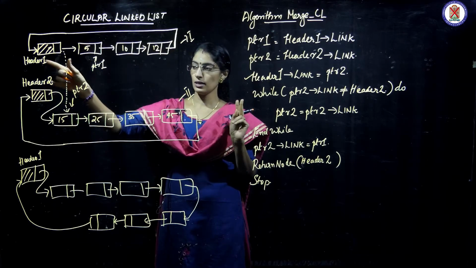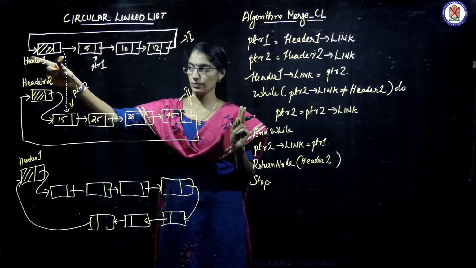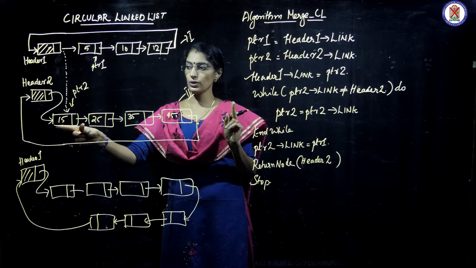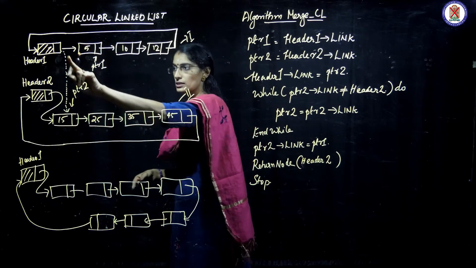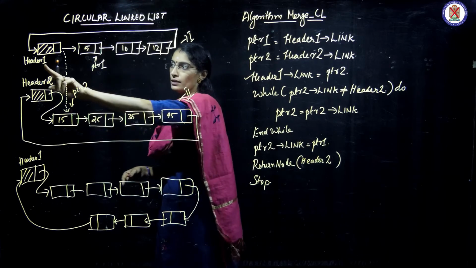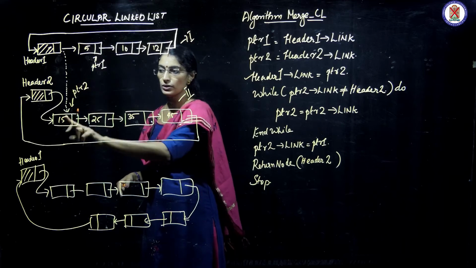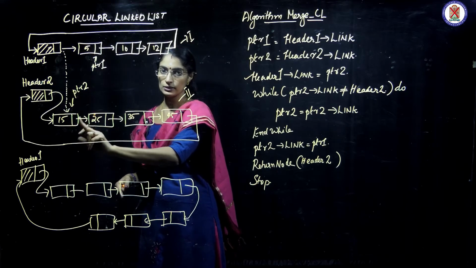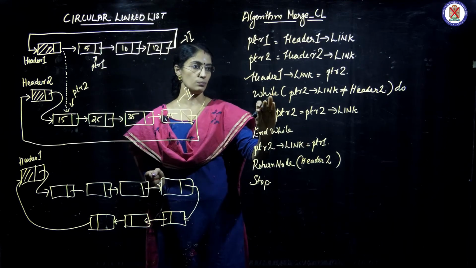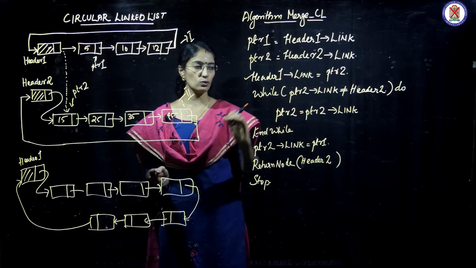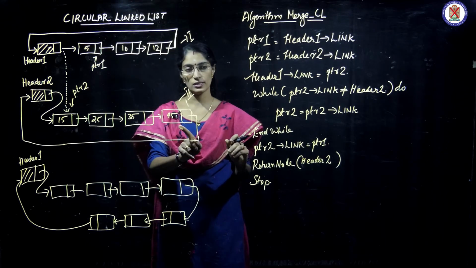I repeat, the link part of the first header node will be pointing to the first node of the second linked list. Naturally, this is the joining step. So the link part of header 1 now will be pointing to the first node of the second circular linked list, and you will go for a loop to traverse the full set of this second linked list.